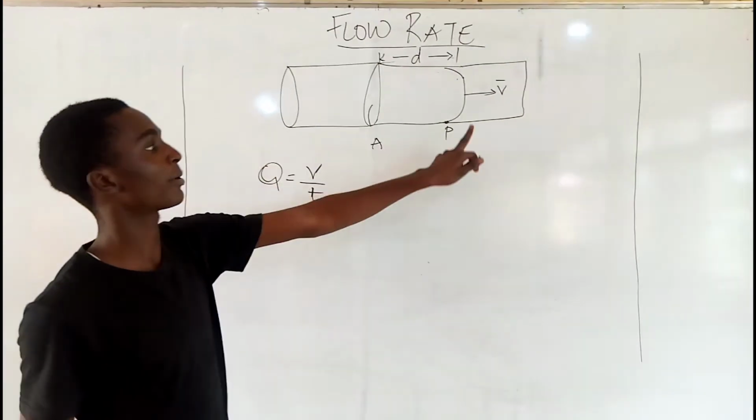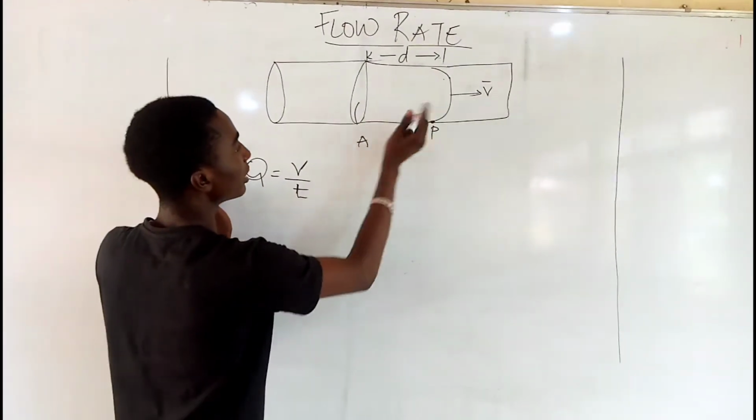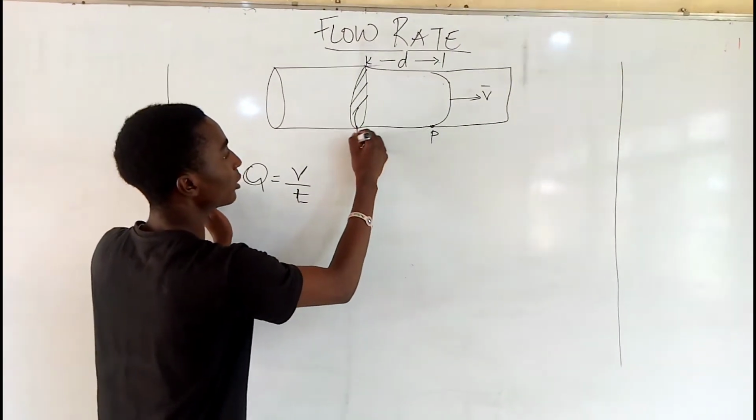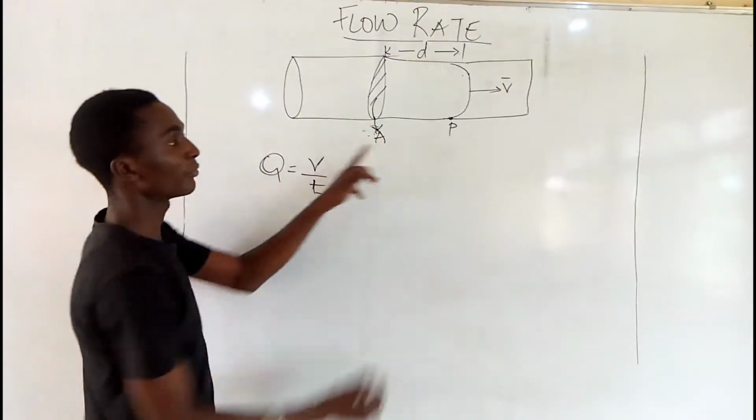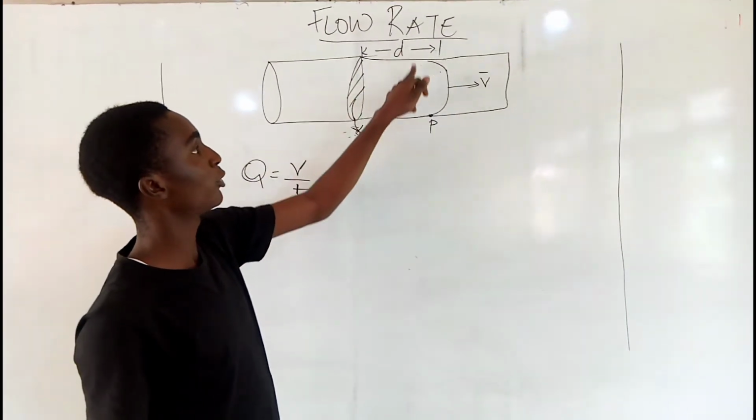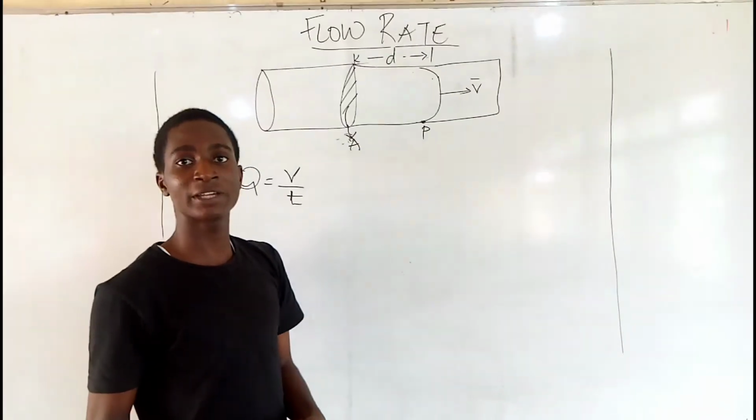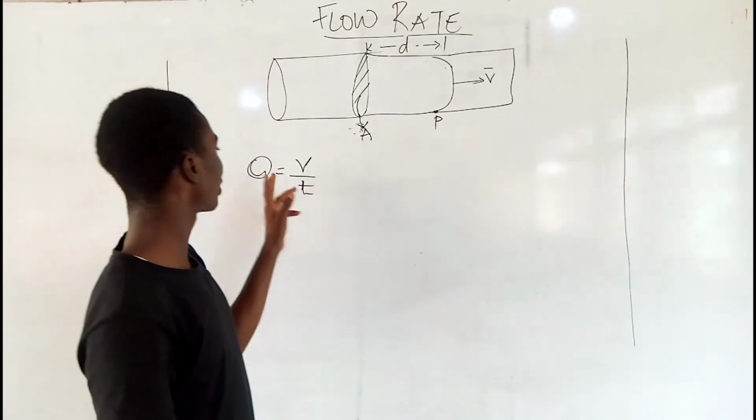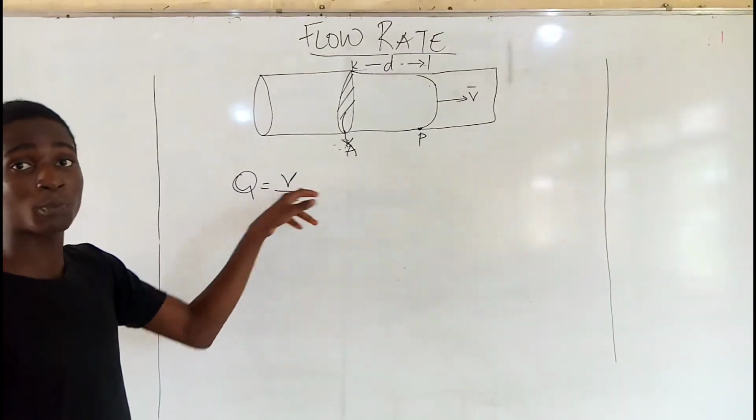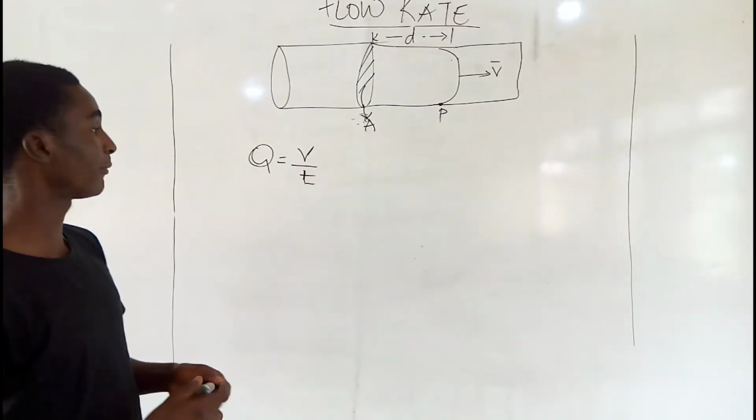Now this is a pipe. Imagine I pour a fluid inside it, and this is the fluid moving. This point in the fluid is what I call the area of the fluid, and the distance of the fluid is denoted by d. Also, the fluid will be moving at an average velocity. That is, our flow rate is the volume per unit time of a fluid.